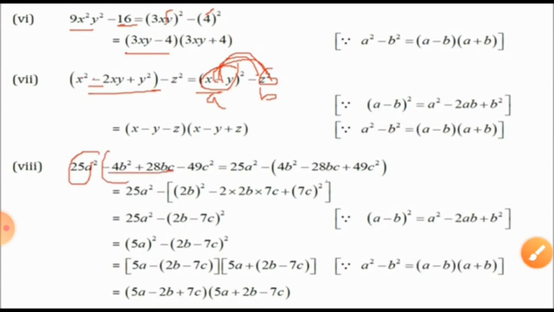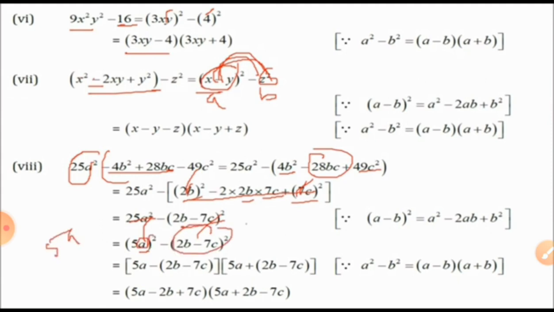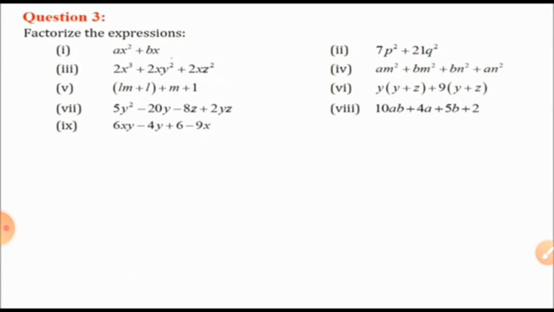Same way for this 8th question. 25a square minus 4b square plus 28bc minus 49c square. Yes, correct. Perfect. Okay, very good. 25a square minus (2b minus 7c) whole square. Both the numbers are squares. Yes, so you can take one time plus and one time minus. You are having the answer (5a minus 2b plus 7c)(5a plus 2b minus 7c). Easy? Perfect.